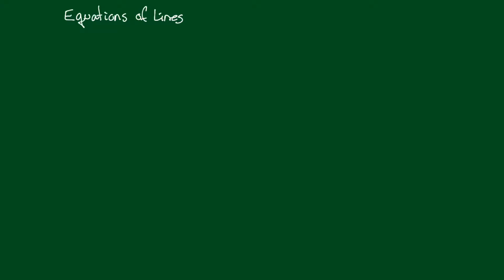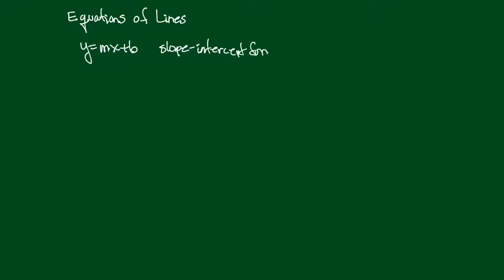We have two templates for equations of lines. We have two forms for equations of lines. One is y equals mx plus b, and there's a name for this one. This is the slope-intercept form, and it's called that because m is the slope, and b is the y-intercept. That is the number at which the line intercepts the y-axis.